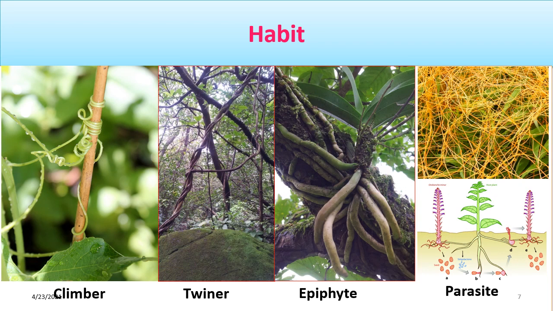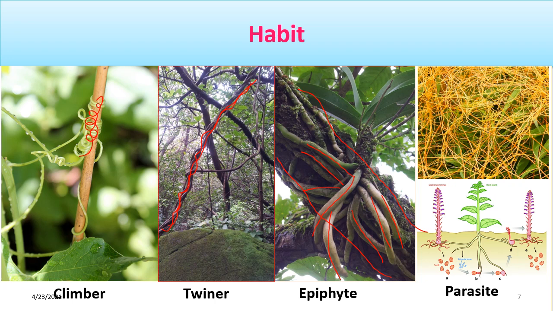In this slide you can see a few pictures. This is the very first picture of a climber where tendrils can be seen. With the help of tendrils' support it is climbing. In the second picture you can see a stem and another stem, so they are twining around each other and growing up. This is an epiphytic plant where you can see the roots and it is taking support of this host plant, but these roots are not penetrated, they are just taking support.